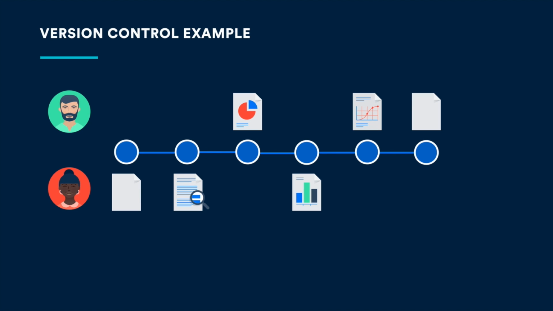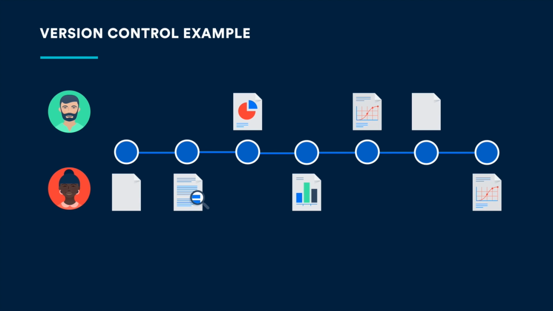Now, what version control gives you here is the ability to see these changes over time. It also gives you the ability to see who made them and when they made them. The real benefit of this is even when things get messed up, you can always revert back to a previous document, which is what's done here.